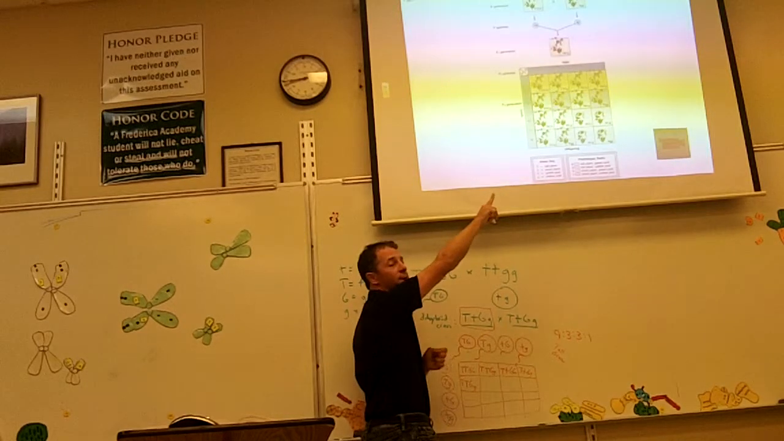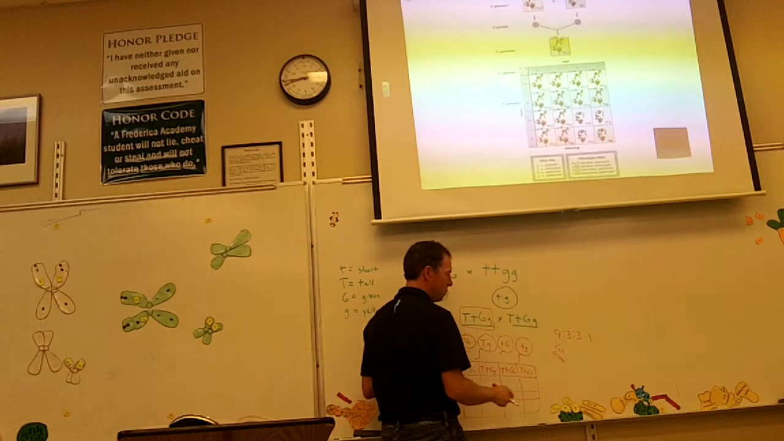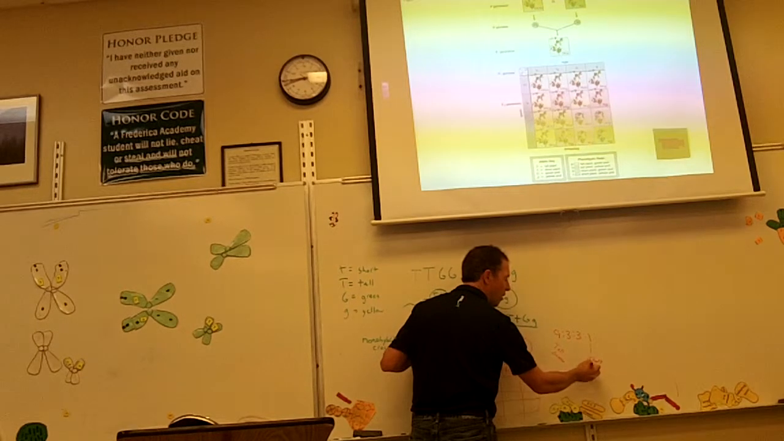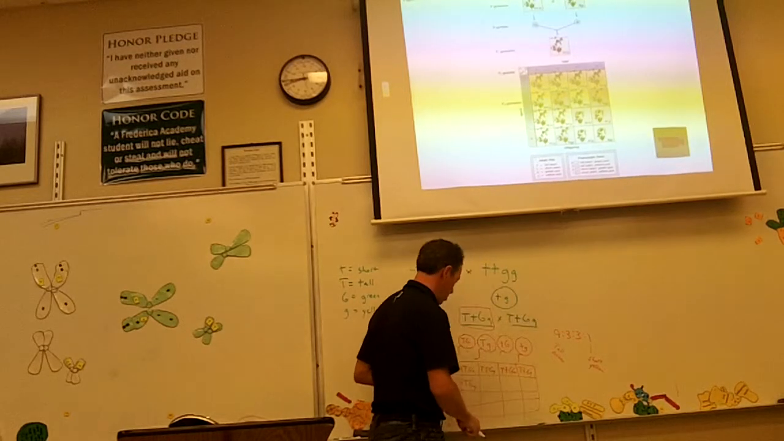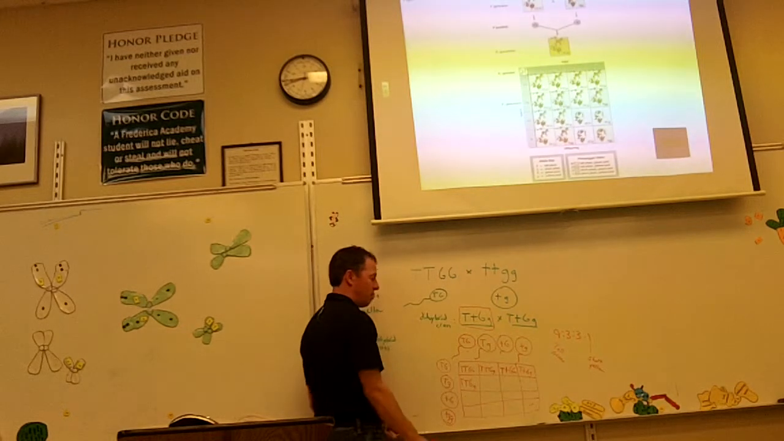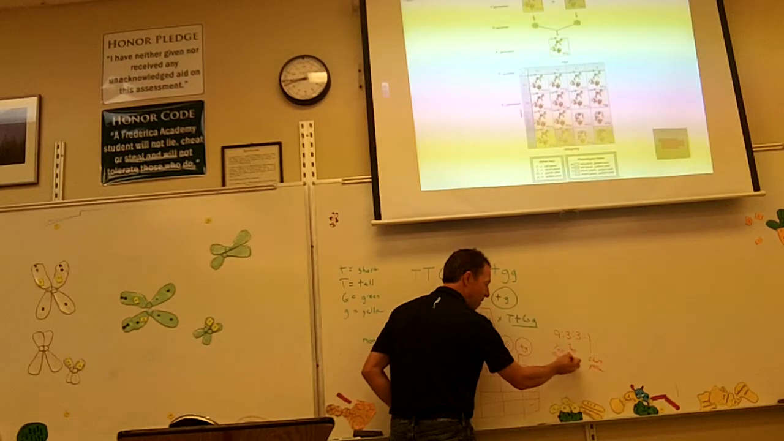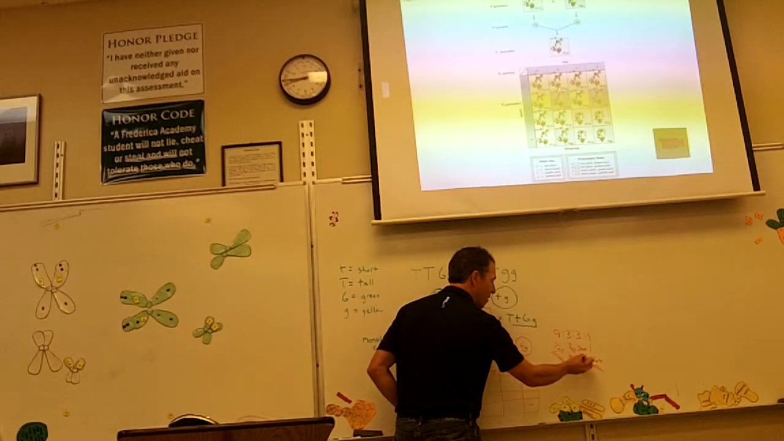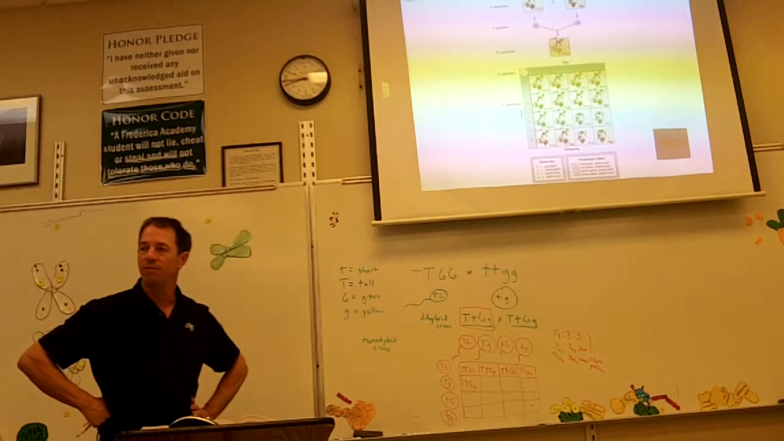You see the 9 tall greens up here? It's all the yellow boxes. You'll end up with 1 short yellow. That's this one in the corner. The little t, little g with little t, little g. That's the only short yellow right there. And you get 3 tall yellow. And 3 short green. That's a 9:3:3:1 ratio.